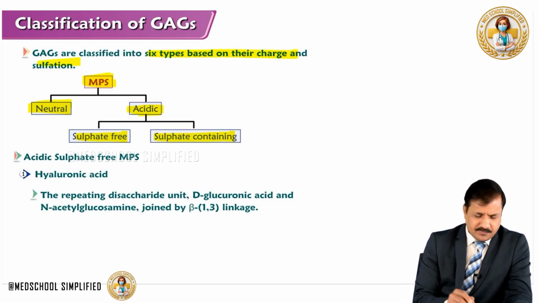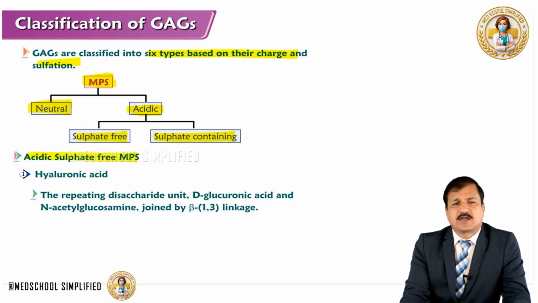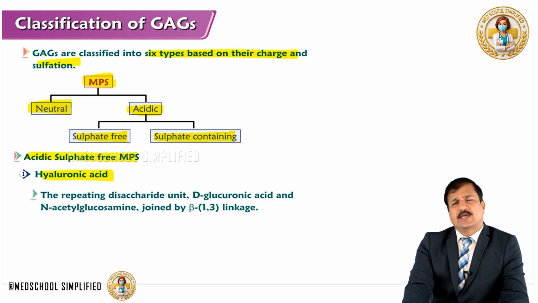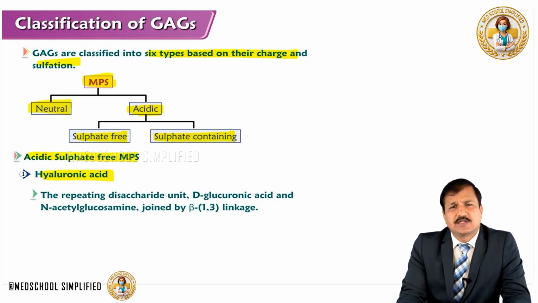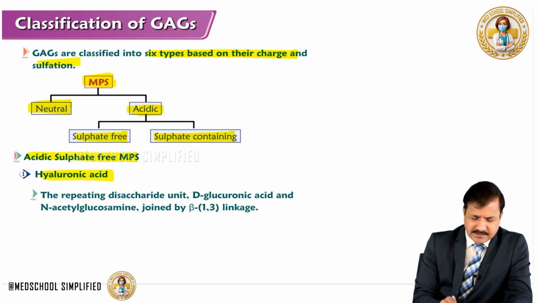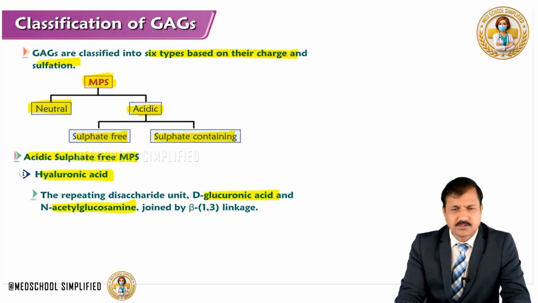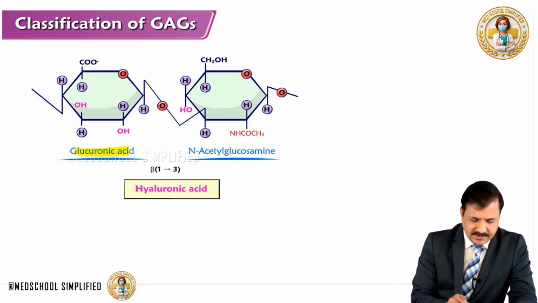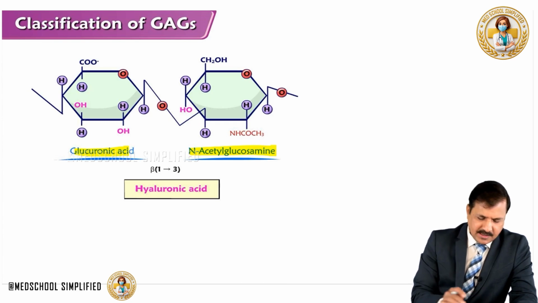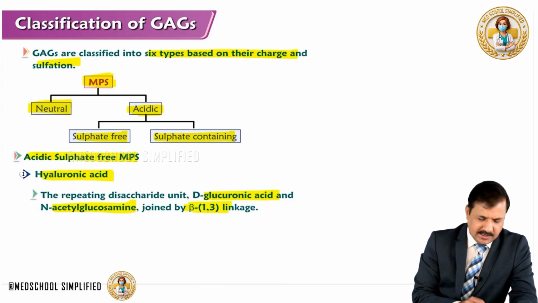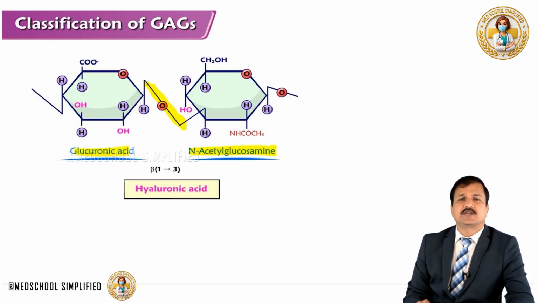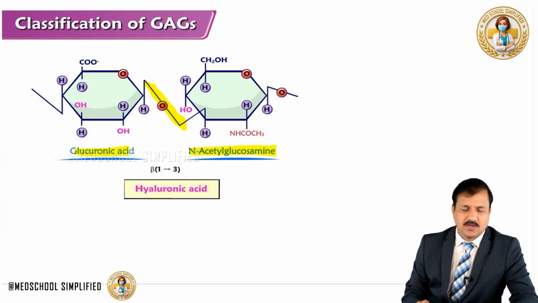Remember that. So now let's look at acidic sulfate-free mucopolysaccharides. In that we have, for example, hyaluronic acid. In hyaluronic acid, the repeating disaccharide, as we have seen in the previous table, is glucuronic acid and N-acetyl glucosamine. So here is the structure of hyaluronic acid. Glucuronic acid and N-acetyl glucosamine make a beta-1,3 linkage. So this is the beta-1,3 linkage, the combination of glucuronic acid and N-acetyl glucosamine.